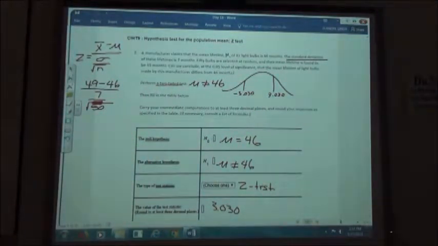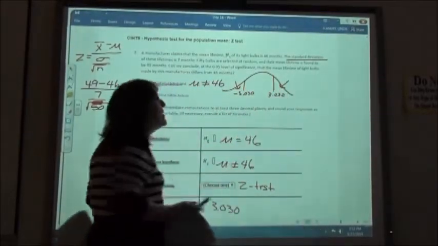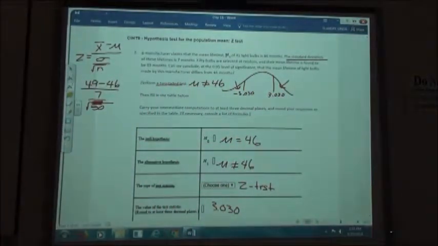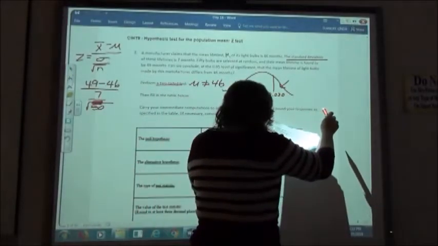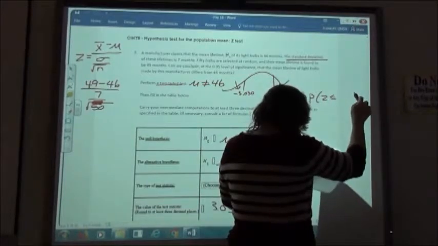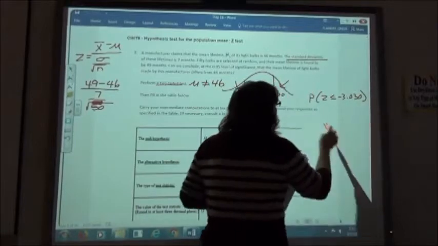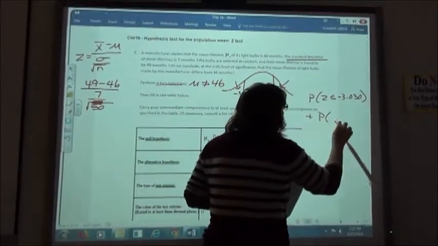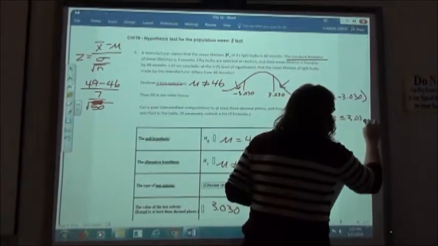Now the next part wants us to find the p-value. When I'm finding the p-value, I'm finding the values in each of these 2 places here. So this is where we have to use the LX calculator. The LX calculator does the less than or equal to. So we're going to do P of Z is less than or equal to the negative 3.030 plus the P of Z is less than or equal to the 3.030.